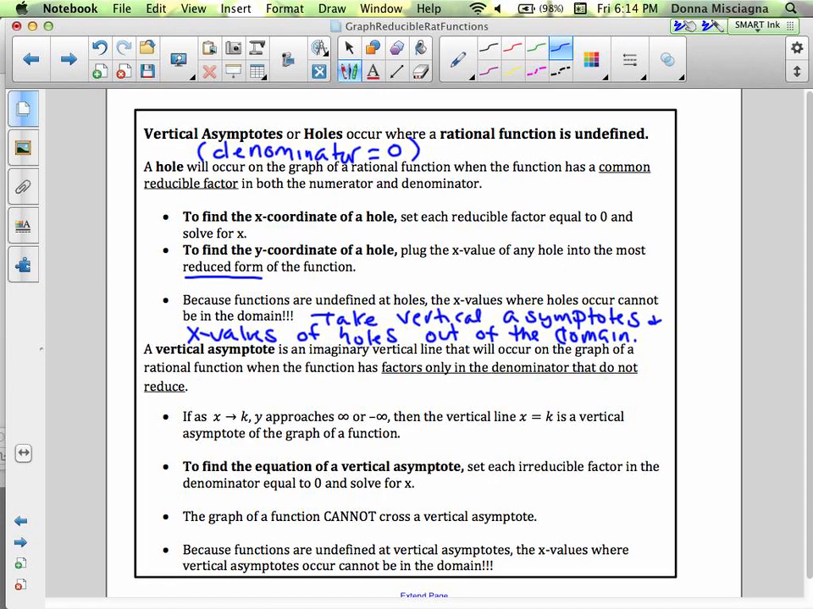A graph of a function cannot cross a vertical asymptote. And because functions are undefined at vertical asymptotes, the x values where vertical asymptotes occur cannot be in the domain. Right? So we're going to take vertical asymptotes and holes out of our domain.